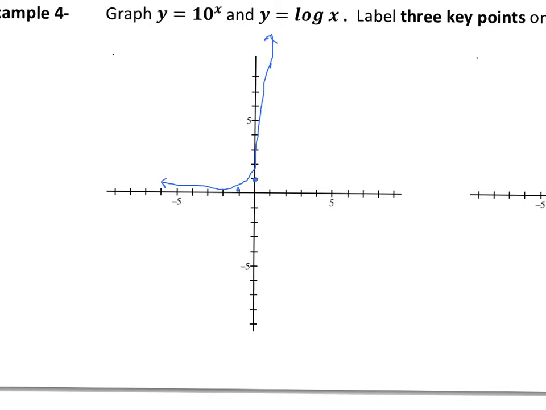Yeah, well, other way. 1/10 and negative 1, right? I know that's what you meant. 1/10 and negative 1. Where else? 0, 1. That would be the blue one. 1 and 0. And 10 and 1. Thank you.